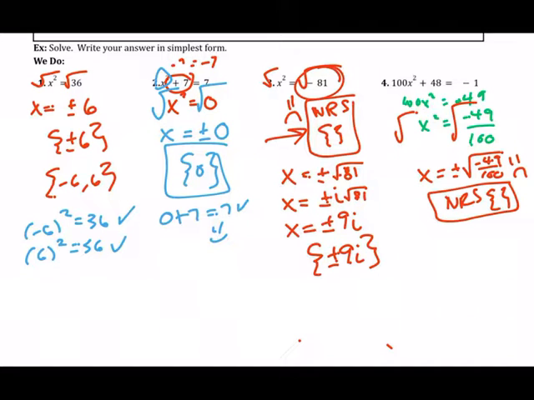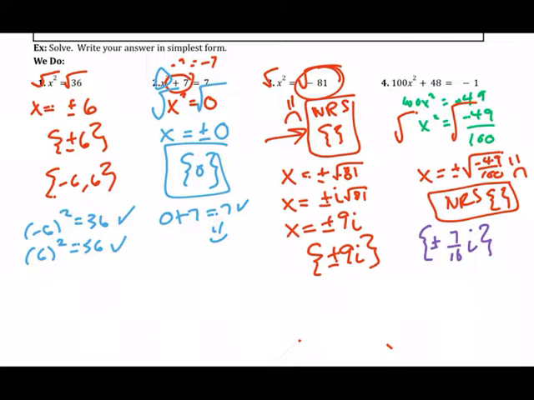If you wanted to take it a step further, the square root of 49 is 7. The square root of 100 is 10. So this is also plus or minus 7 over 10i, if you wanted to find the imaginary solutions. Again, that's not going to be required at this level, but it will be required in future classes.